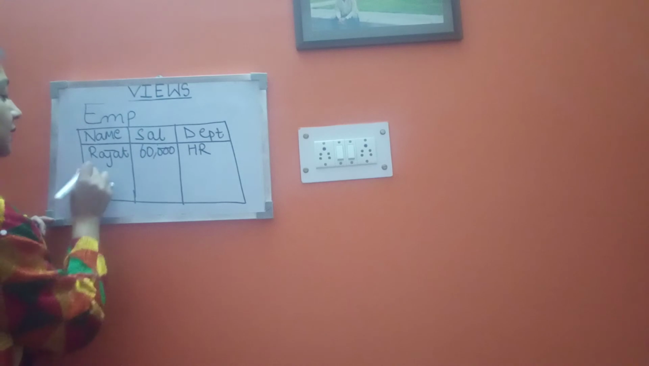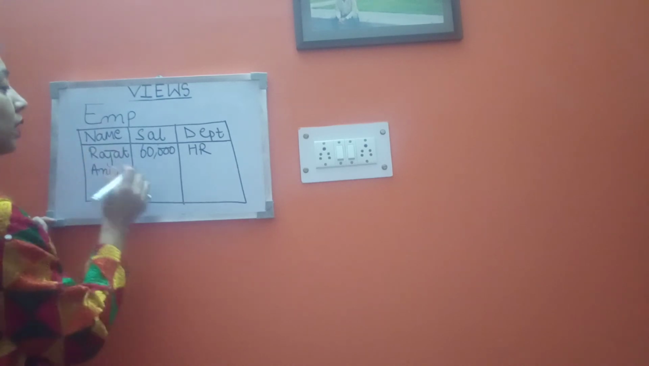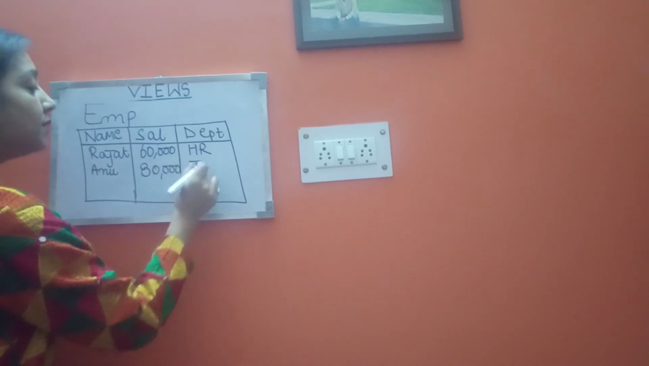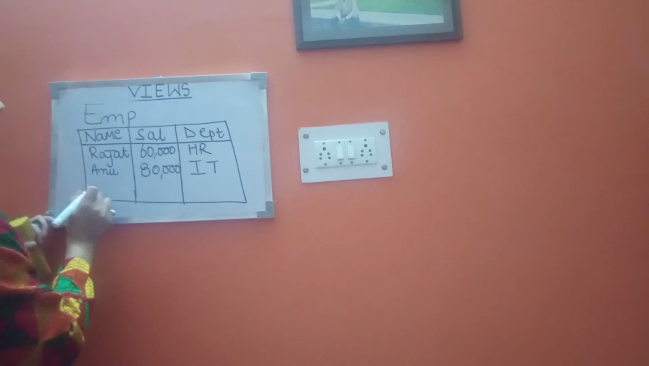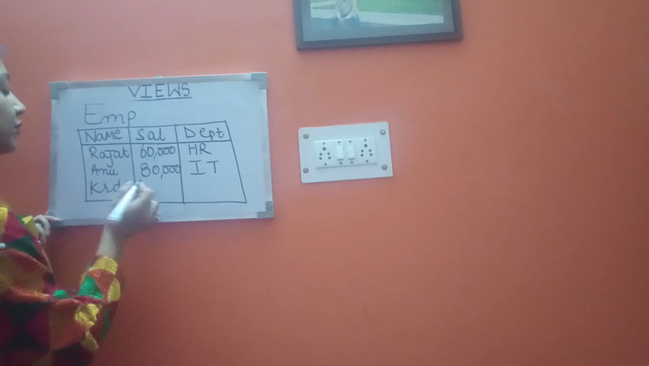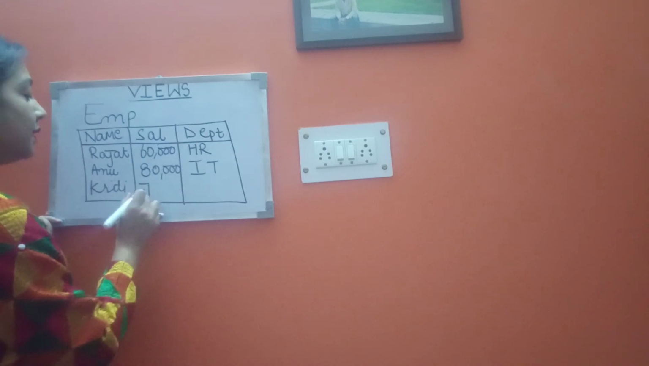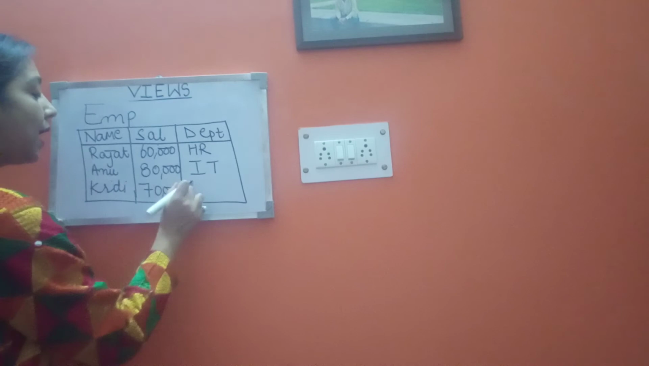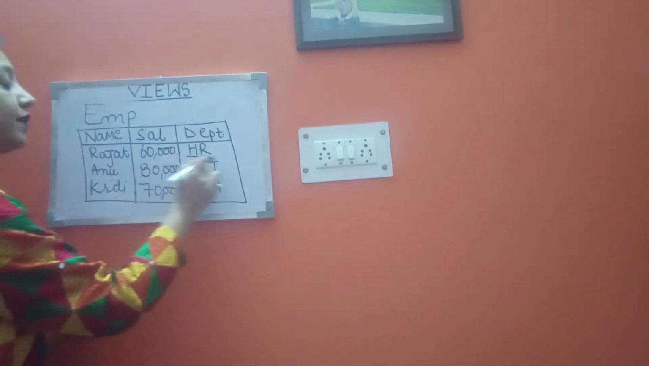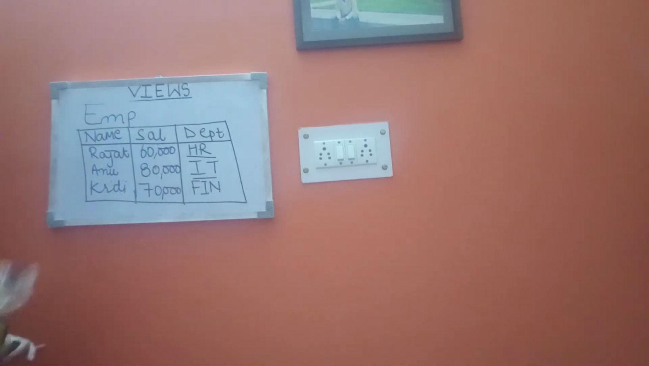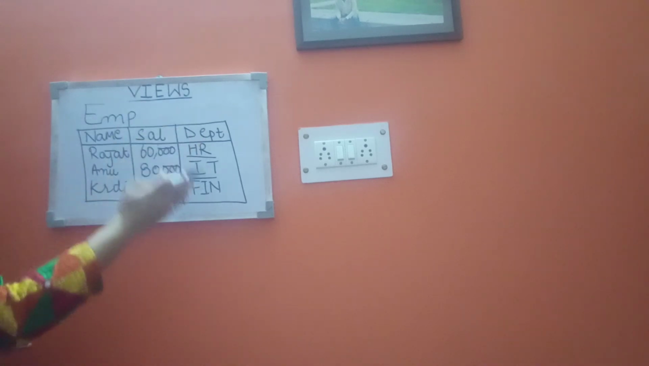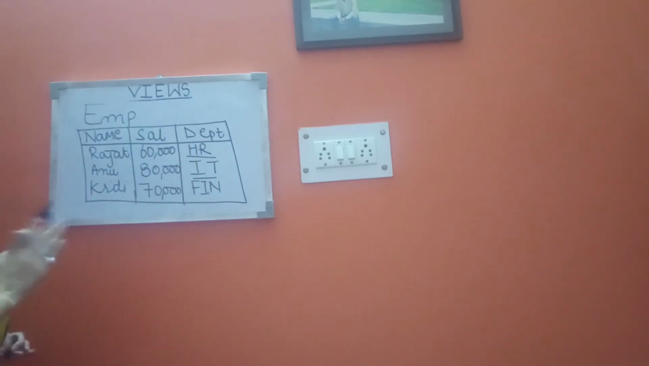Another employee is Anu. Her salary is 80,000 and her department is IT. Similarly, I have one more employee named Kriti. Her salary is say 70,000 and her department is the finance department. Now, different departments, different employees and different salaries I'm having here. Now, this is in totality. This employee table is giving the information regarding all the employees of all the departments.